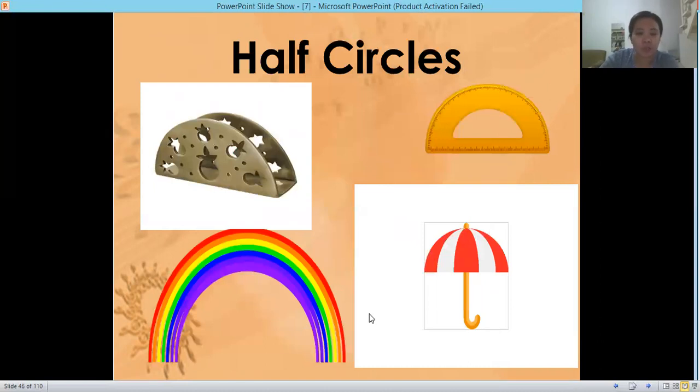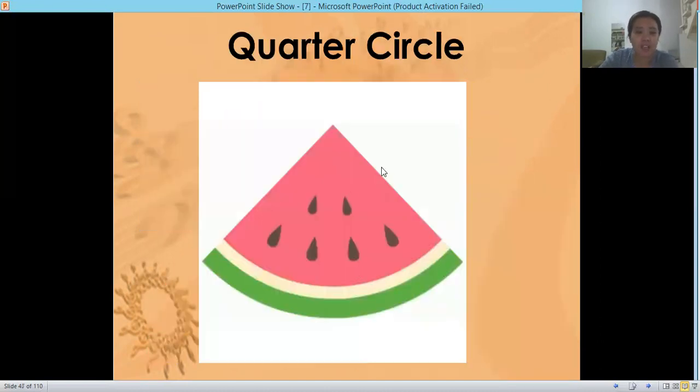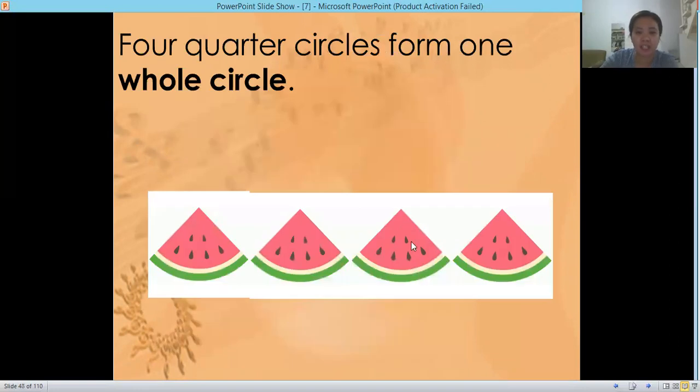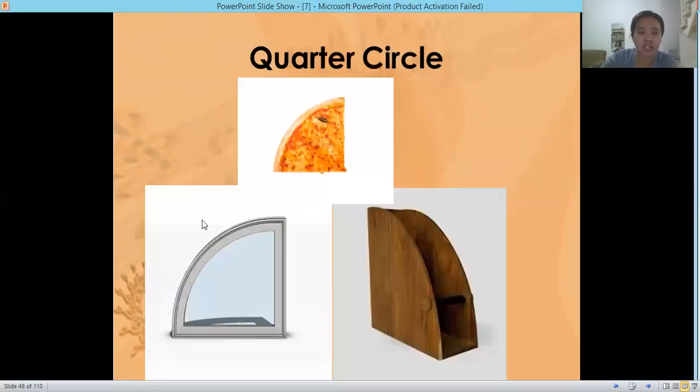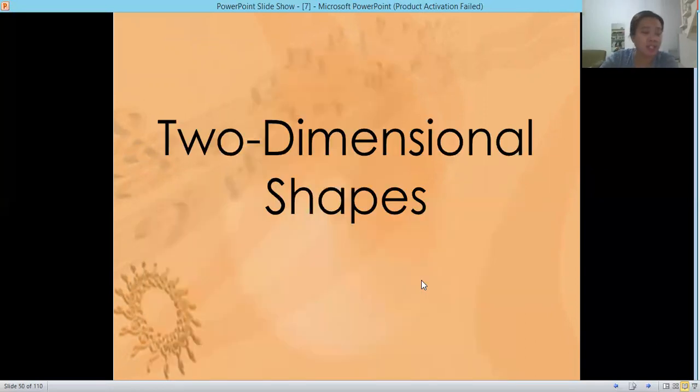So these are the examples of half circles. This one is a quarter circle. For quarter circle, you can form a whole circle. And these are the examples of quarter circle.